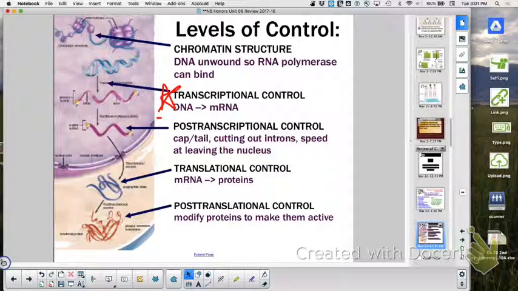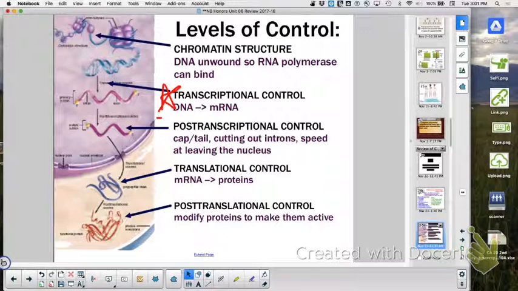Transcriptional control: is RNA polymerase able to get on the promoter? Post-transcriptional control: now that I have an mRNA, remember we already talked about this today, you have to put on a what? Cap and a tail and cut out the introns before it leaves the nucleus. That's post-transcriptional control. And can it leave that nucleus? Translational control: is the mRNA able to get on the workbench? What is the workbench? Ribosome. Is there some other kind of antisense RNA binding to the mRNA inhibiting that? Is translation able to go forward?